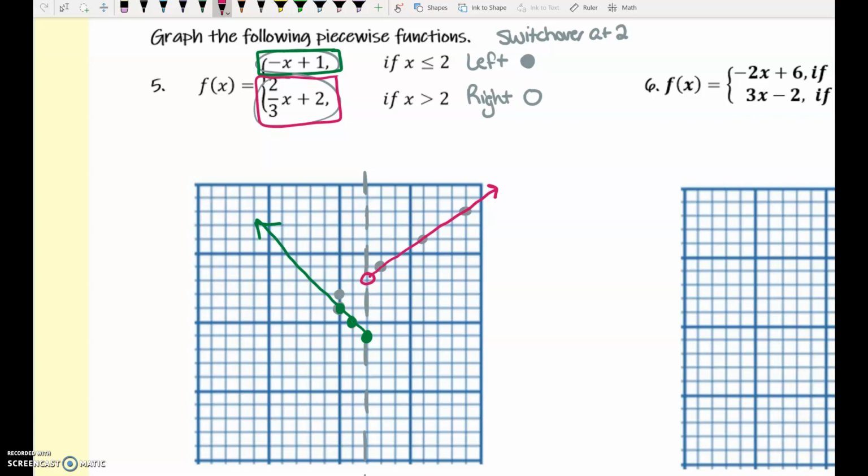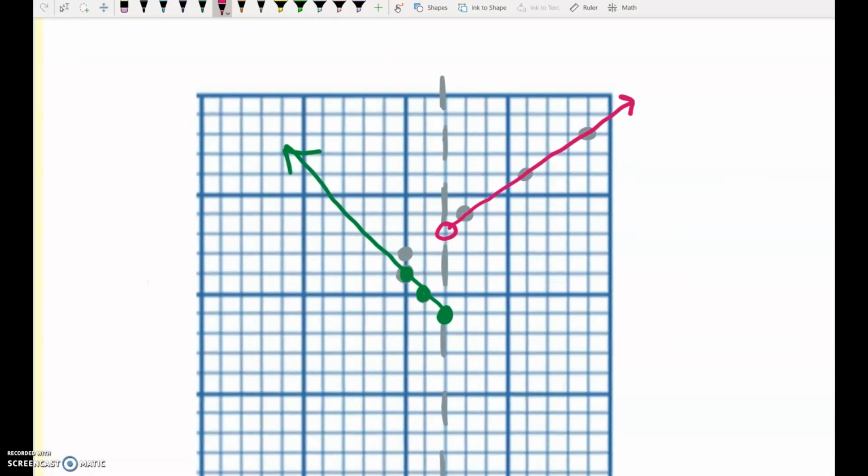Here's why one of them must be open and one of them must be closed. This is a function. Do you remember the vertical line test with functions? A vertical line can't touch more than one point. So this line x equals 2, if that pink circle was closed in, then the function would be touching more than one point at a time, and that would be bad.